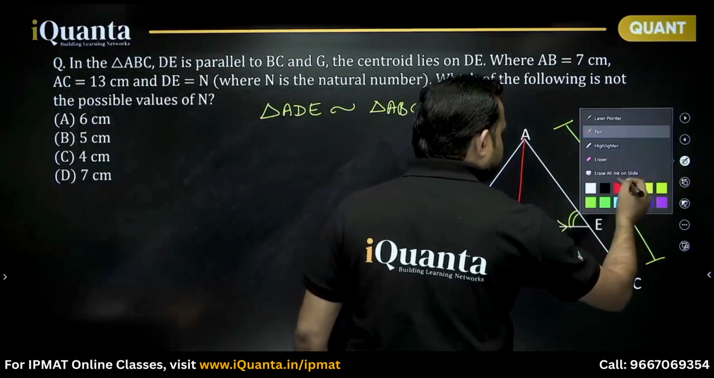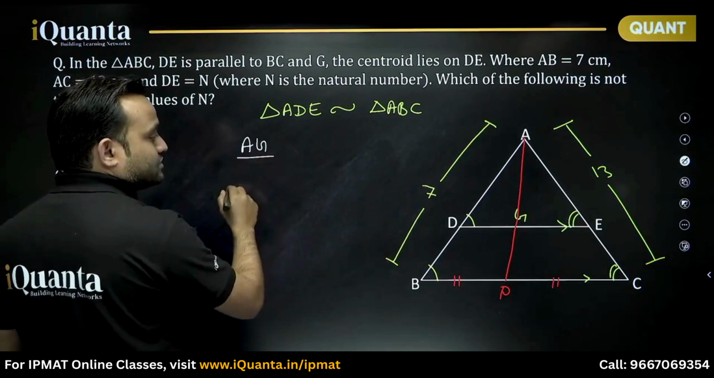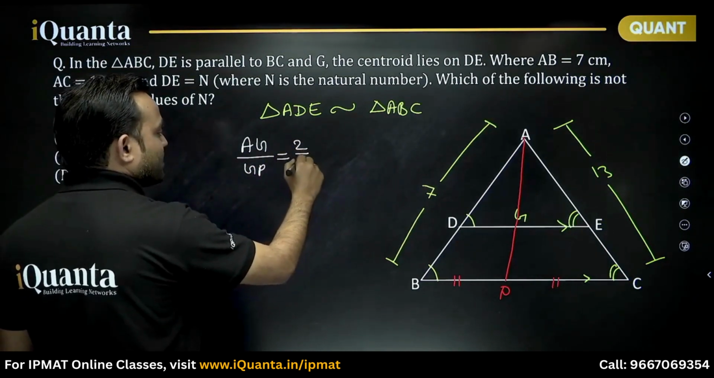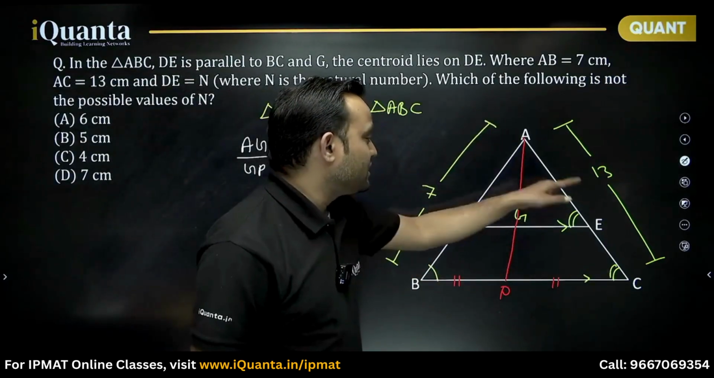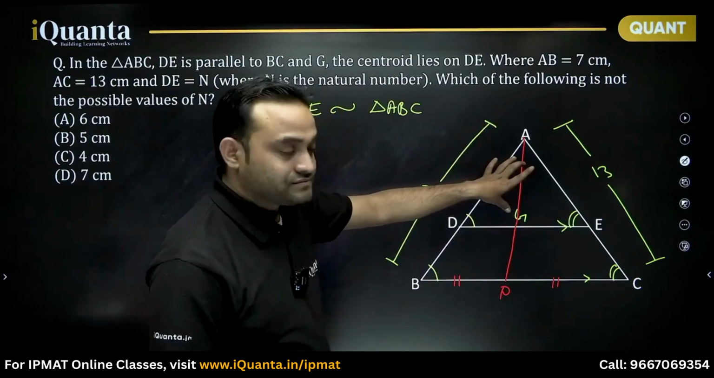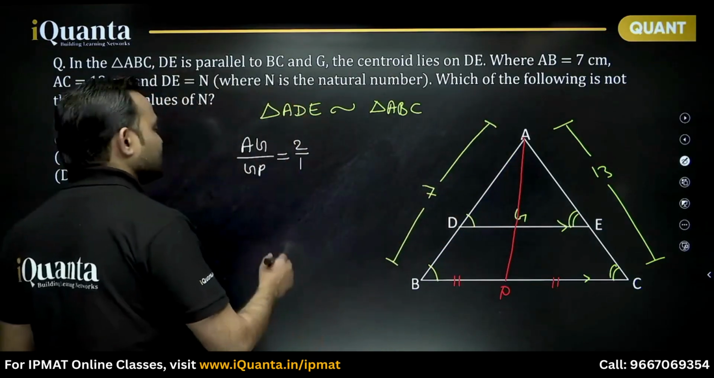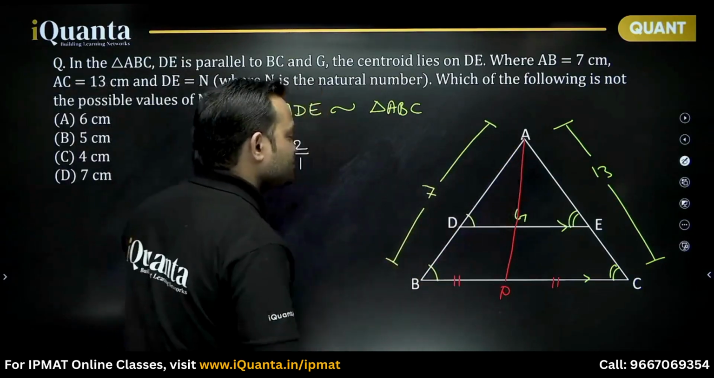That means we can say that AG upon GP will be equal to 2/1. Now think about this. These two triangles are similar. So AG is to GP is 2:1. Can we say that AD upon BD will also be 2:1?